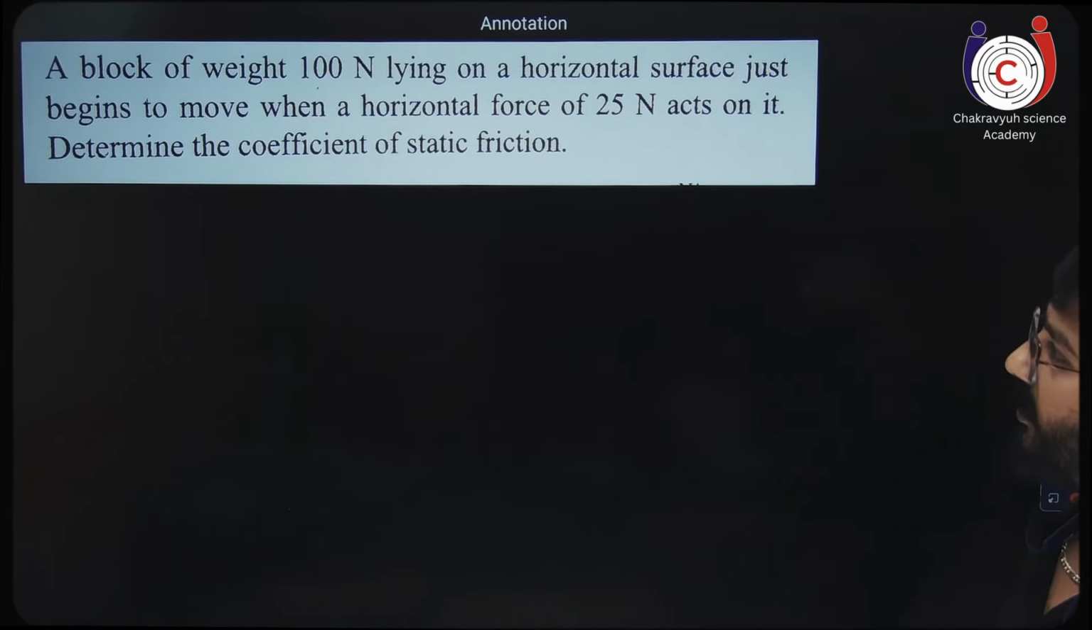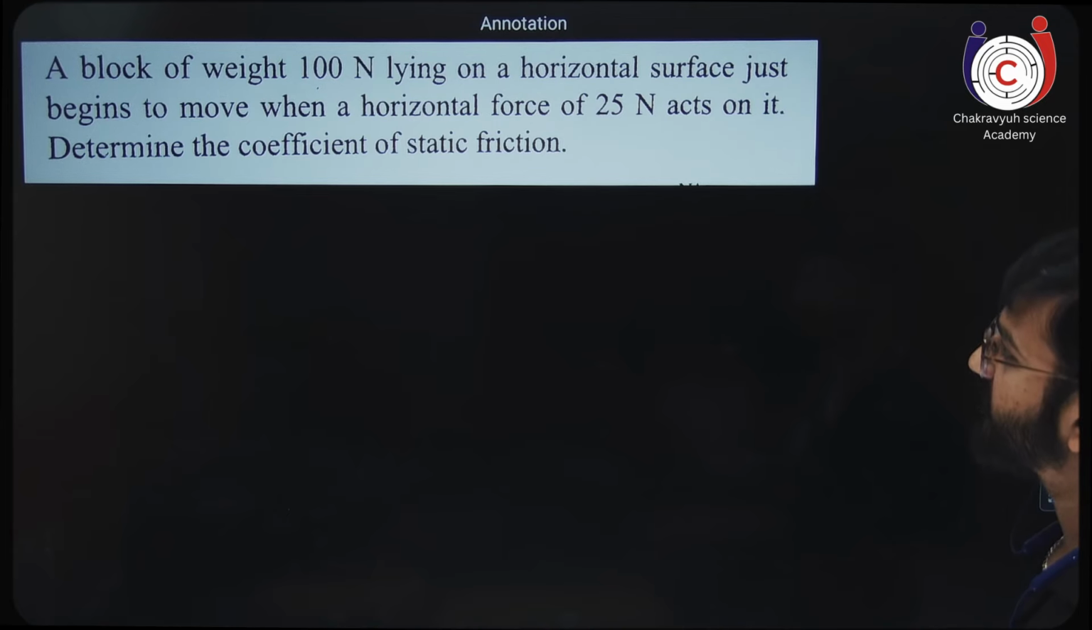So what is the question? We have a block of weight 100 Newton lying on a horizontal surface that just begins to move when a horizontal force of 25 Newton acts on it. Determine the coefficient of static friction.